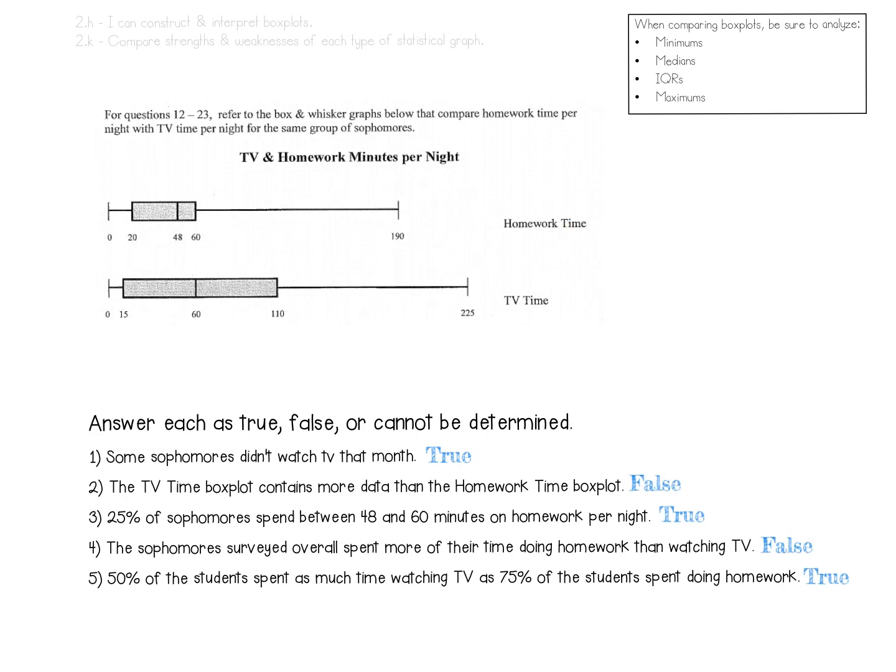And the reason that they say that is because some people might look at this and see that it's larger, so they'll think, oh, there's more data. But if you notice, it's the same group of sophomores. The same number of students were surveyed, and they both reported their answers for both times. Now, if they hadn't said the same group of sophomores, then my answer would actually be cannot be determined.